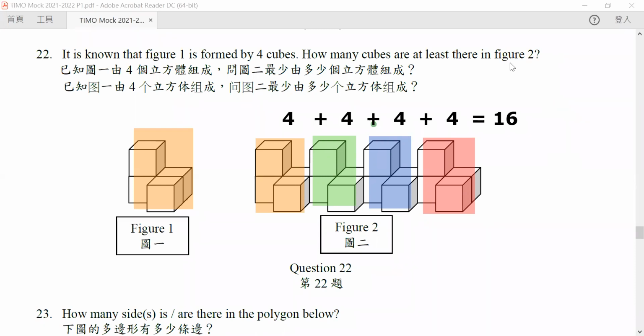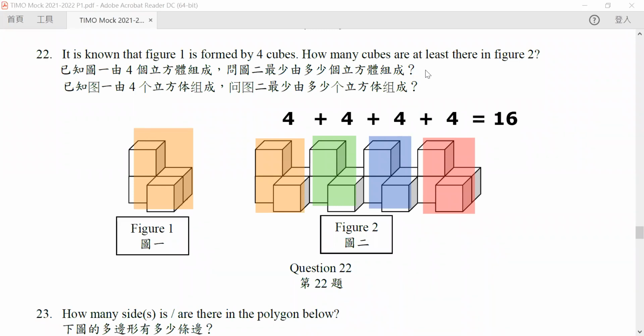Teacher, go to the next question. It is 16. Because there will be 4 for our orange. Yes, I know it. I know it's 16. You go to question 23. Excuse me, what does that mean? Anyway, then let's continue our discussion.